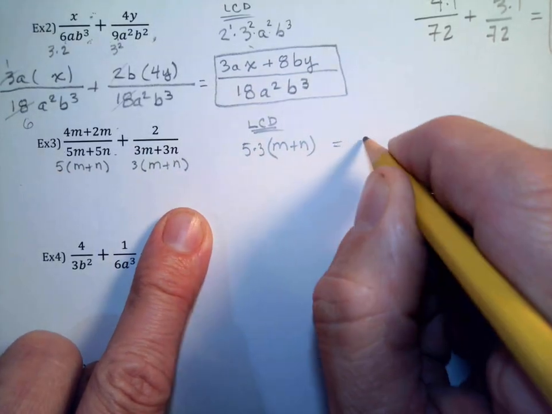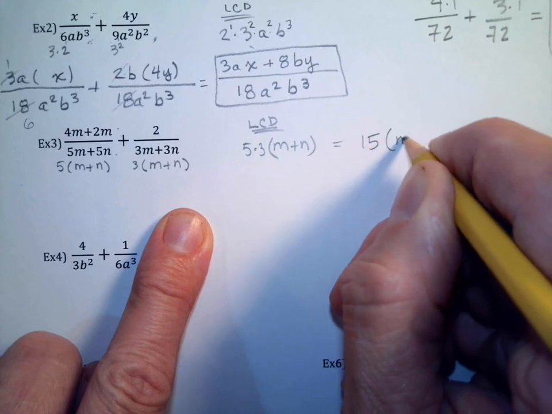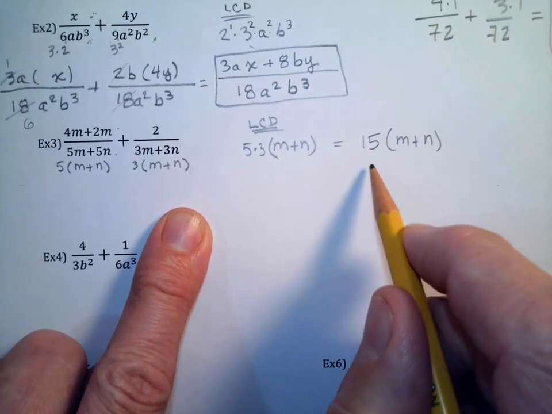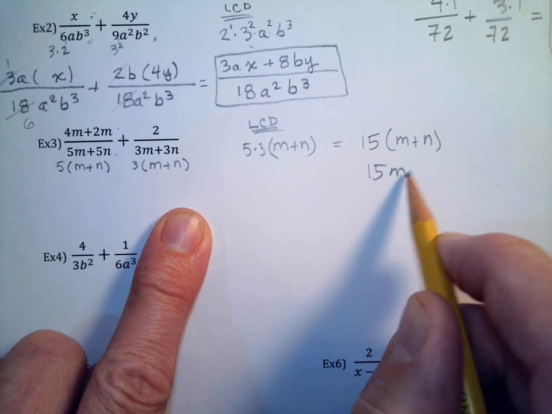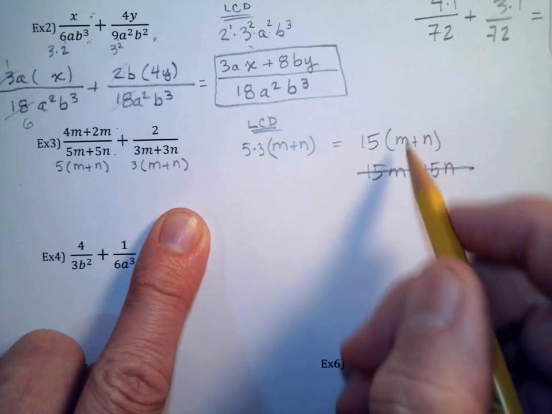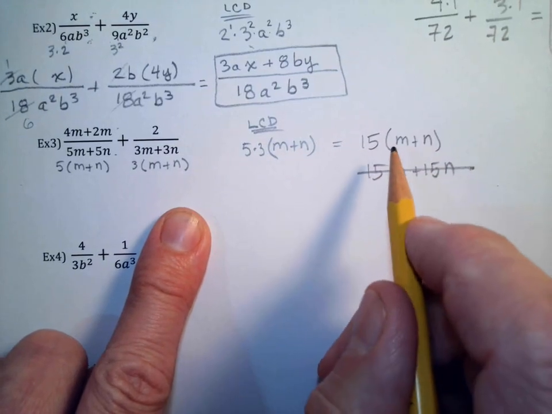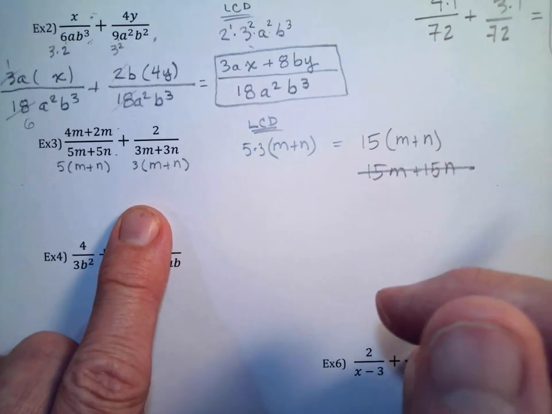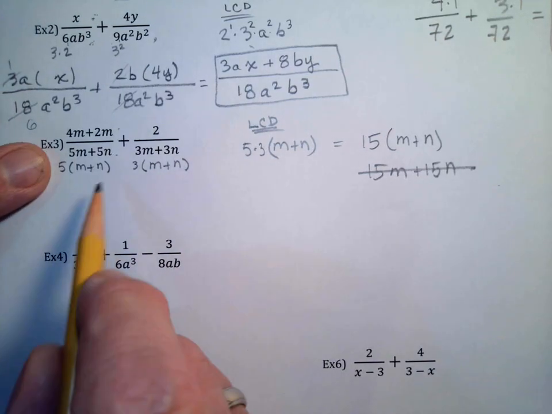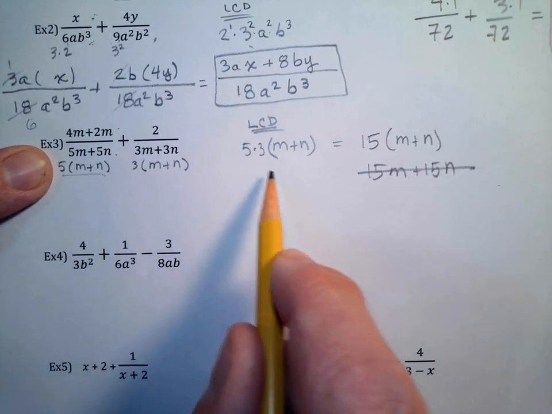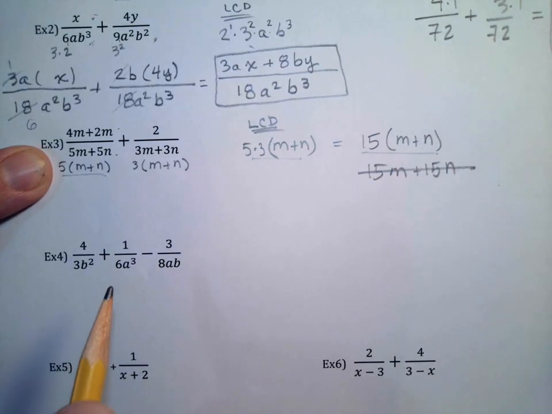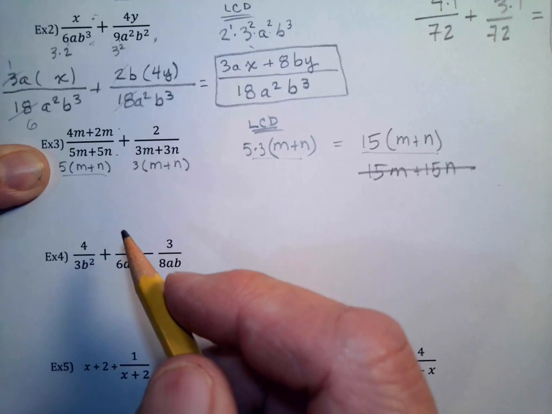So let's rewrite this. This is 15 times m plus n. Now you want to leave it in factored form. Don't say 15m plus 15n, not yet. That is equivalent, but leave it in factored form while you're working with it because you want to see if you can cancel anything at the end. Okay, so what do I need to multiply this denominator by to make it into this denominator? Or if you want to look at it this way, you can do it that way too. 3. So I'm going to multiply top and bottom by 3.